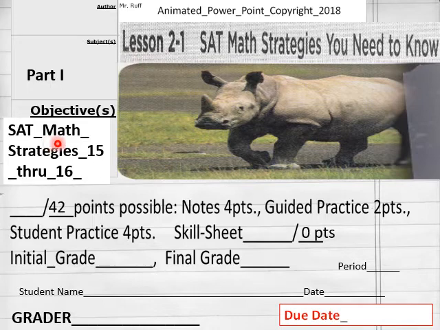Today we're going to do SAT Math Strategies 15 through 16. There are 42 pages of notes here, and the skill sheet is below this. I'm not including the skill sheet; those are on separate PowerPoints.